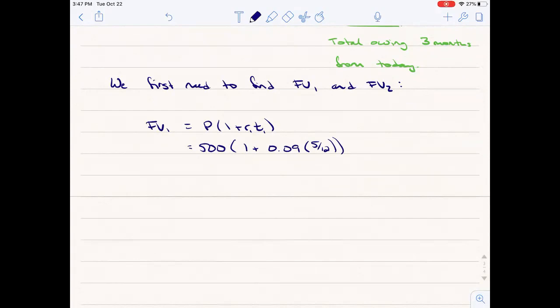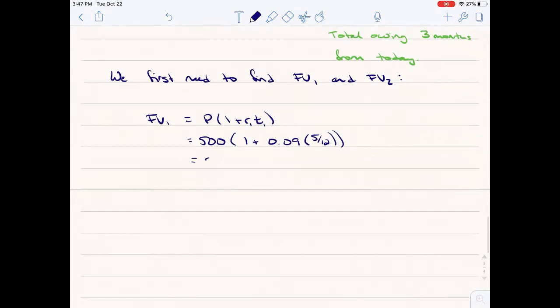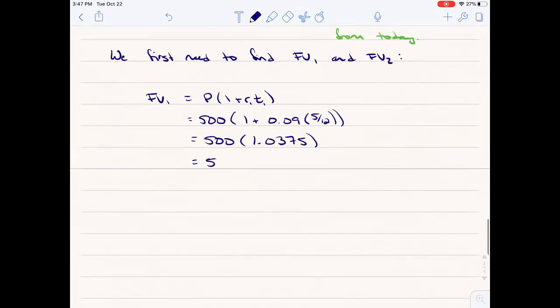So we've got 0.09 times 5 over 12, and then plus 1. I get 500 times 1.0375, and times 500. Hey, nice, it's already to 2 decimal places: 518.75.